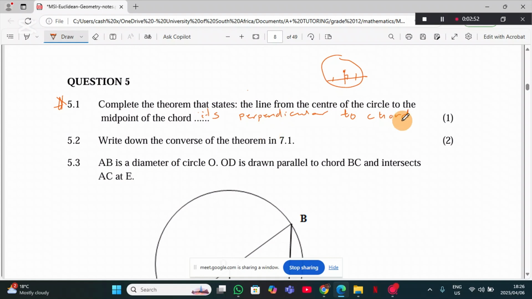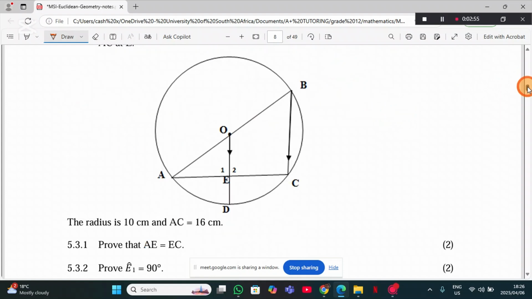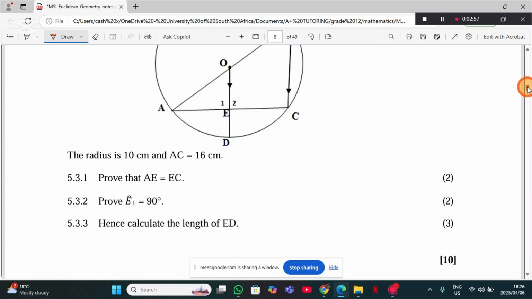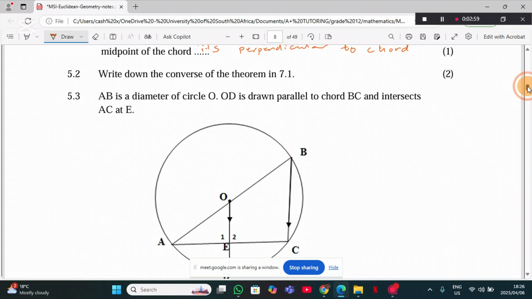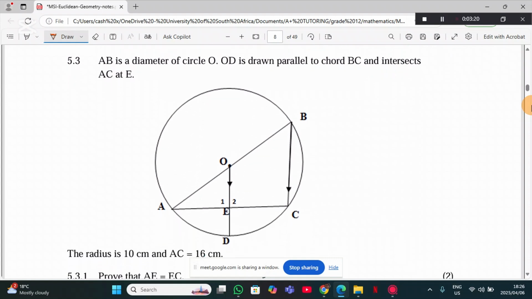Okay, now let's do 5.3. They say AB is a diameter of a circle O, right? OD is drawn parallel to the chord BC and intersects AC at E. Okay, let's see what they mean in a diagram. There.